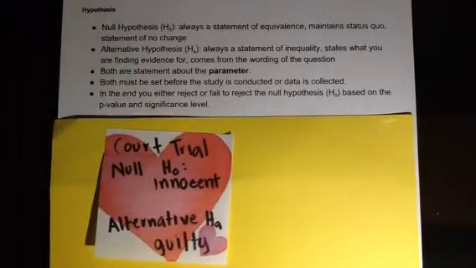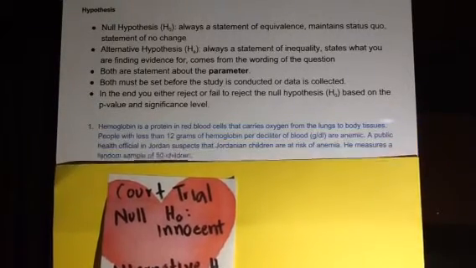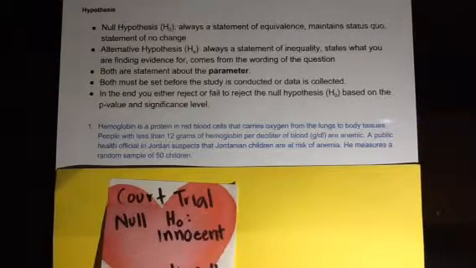So to see this in relation to some context, hemoglobin is a protein in red blood cells that carries oxygen from the lungs to body tissues. People with less than 12 grams of hemoglobin per deciliter of blood are anemic. A public health official in Jordan suspects that Jordanian children are at risk of anemia. He measures a random sample of 50 children.